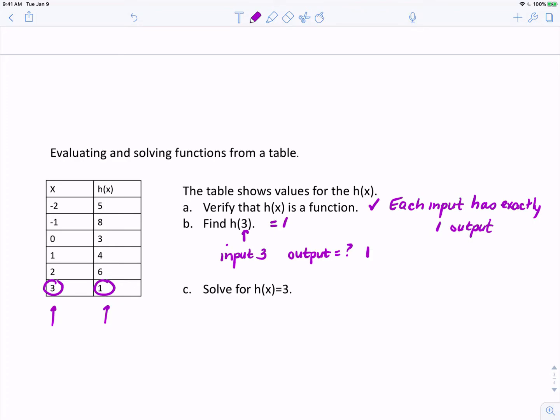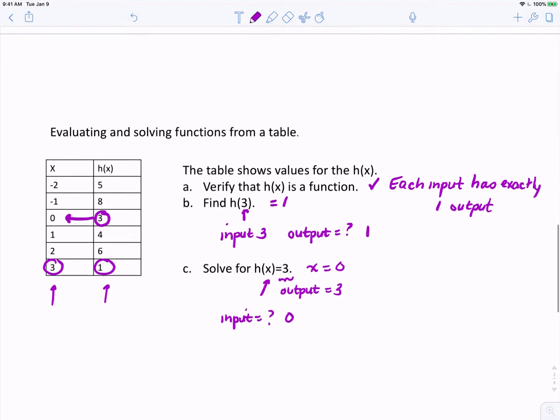Solve for h of x is equal to 3. So what this means is that our output is 3, and the question is, find x. What's the input? So what input gives us an output of 3? So if we look at our h of x values, we see 3 here, and we ask ourselves, what is the x value associated with it? The answer is 0. And so if h of x is equal to 3, then x would be equal to 0. So that's solving functions from a table.